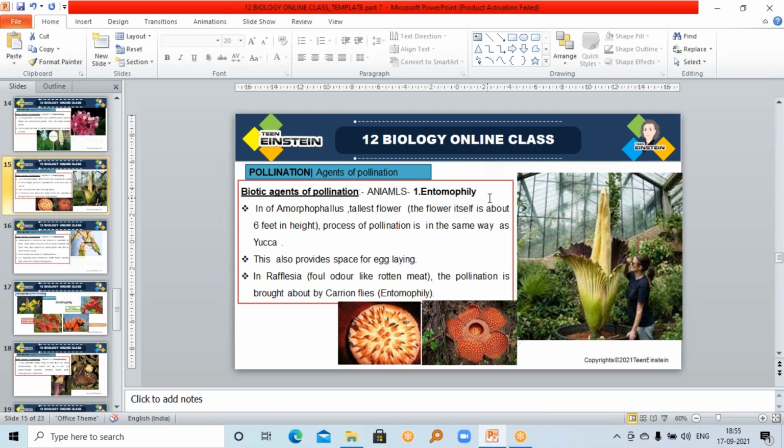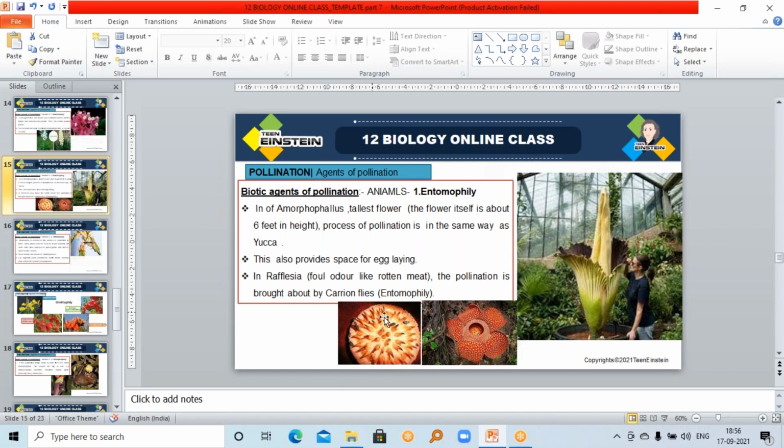Next, in entomophily, another point which comes is the case of Amorphophallus. Amorphophallus is the tallest flower. It will come around 6 feet in height. You can see this is the Amorphophallus flower. In this, the process of pollination is the same way as in yucca. The moths are helping for pollination, because this is also providing space for egg laying. So there is a mutual relationship between them.